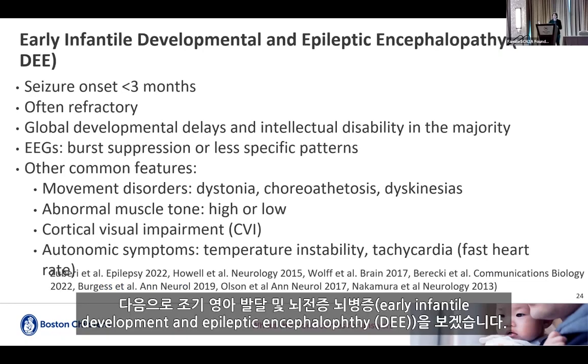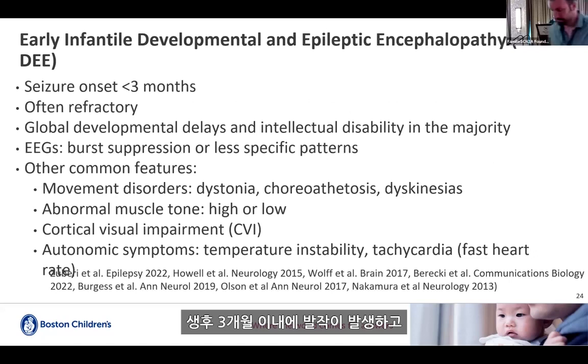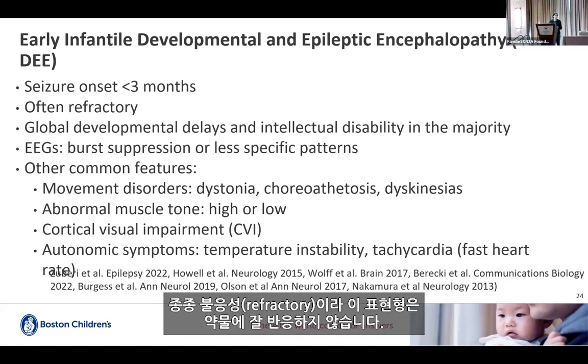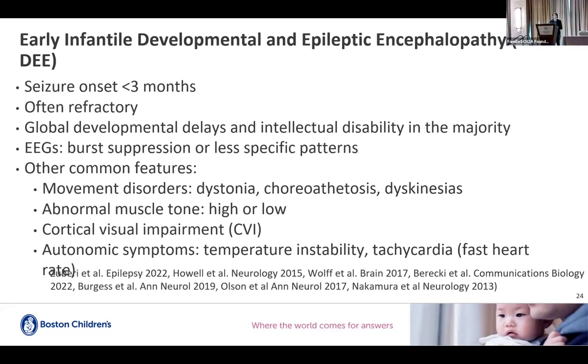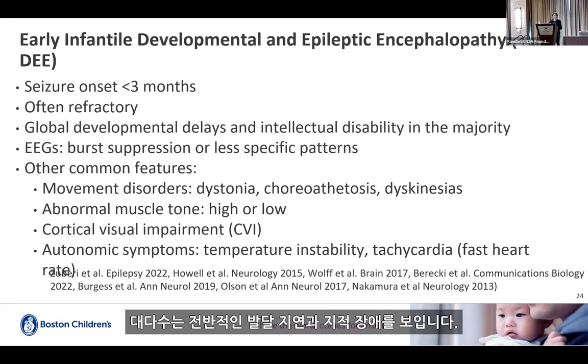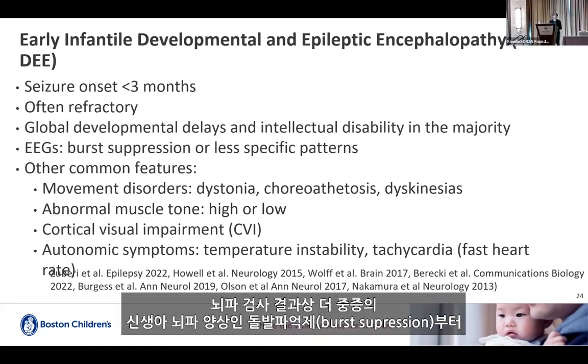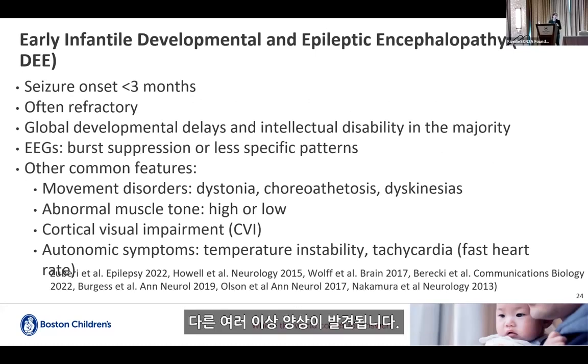So moving on to early infantile developmental and epileptic encephalopathies, these are the seizure onset less than 3 months. They're often refractory, meaning not responding well to our medications, associated with global developmental delay, intellectual disability in the majority. EEGs range from burst suppression, which is one of the more severe neonatal EEG patterns, to a range of abnormal patterns. They are commonly associated with movement disorders.